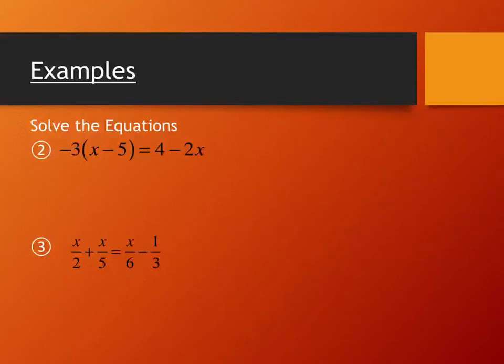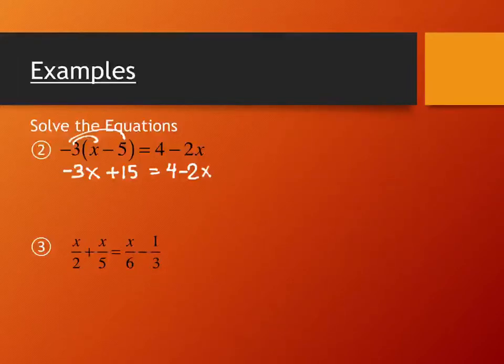So on the first one, number 2 here, order of operations says I should start inside the parentheses, and I understand that, but there's no simplification inside these parentheses that can be done, right? The x, the -5, I can't combine them in any way. So the next order of operations is the multiplication, which we see as the distribution of the -3 across this parentheses. So my first step here is multiplication, where I have -3x plus 15 equals 4 minus 2x.